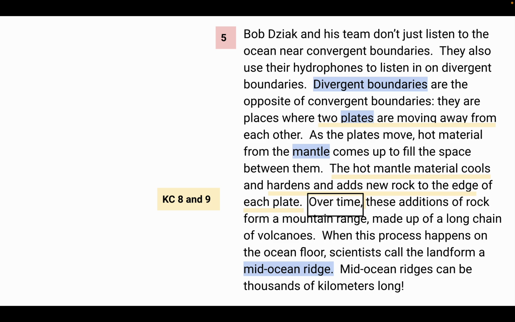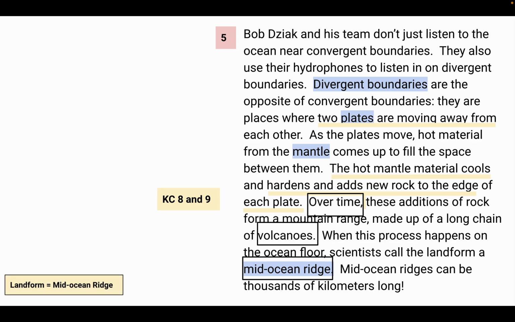Again, we're looking at key concept number 9 because key concept number 9 is in PB3. It's just saying that they take a really, really long time. It takes thousands, maybe even millions of years for this to happen. Okay, so over time, these additions of rock form a mountain range made up of long chains of volcanoes. When this process happens on the ocean floor, scientists call the landform a mid-ocean ridge. Mid-ocean ridges can be thousands of kilometers long. Beautiful.